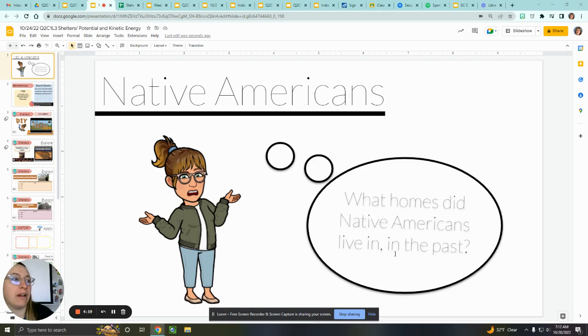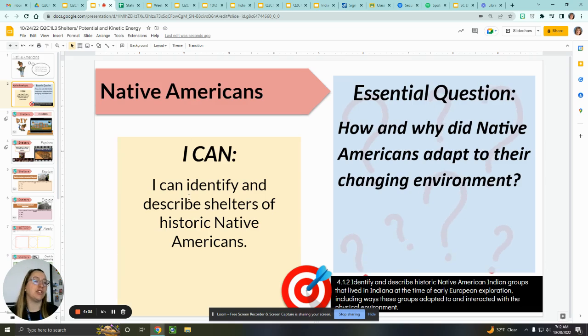What homes did Native Americans live in the past, right? We know because of misconceptions that they all didn't live in teepees, right? Some hunters did because it was easy to move and travel with teepees, but not everybody actually lived in it permanently, okay? So here's our goal today.